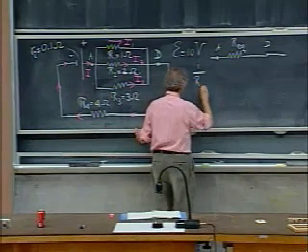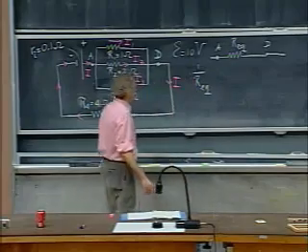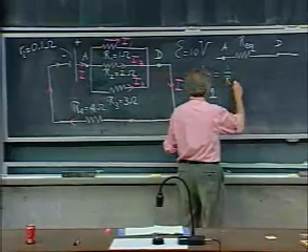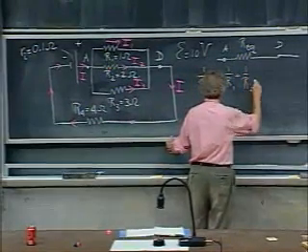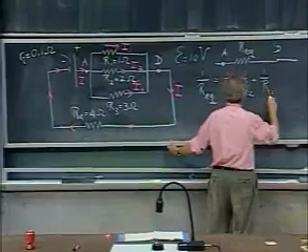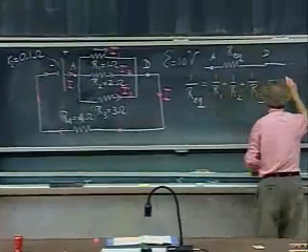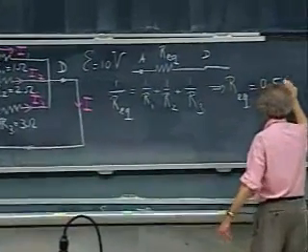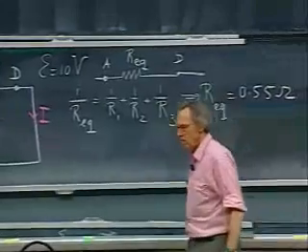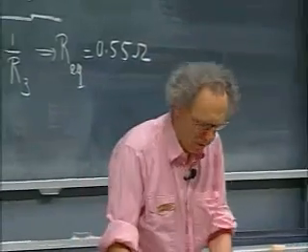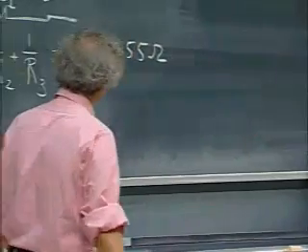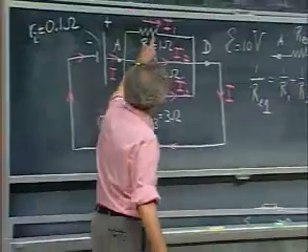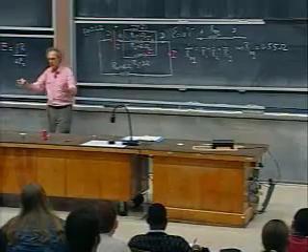As you have noticed in your book, where you undoubtedly read up on, 1 over R equivalent is 1 over R1 plus 1 over R2 plus 1 over R3. You know all these numbers, and so you will find R equivalent is 0.55 ohms. Check this at home, and I hope I didn't goof up on that one. Notice that this equivalent resistance is smaller than the smallest one, which is 1 ohm. That's obvious. It has to be that way.